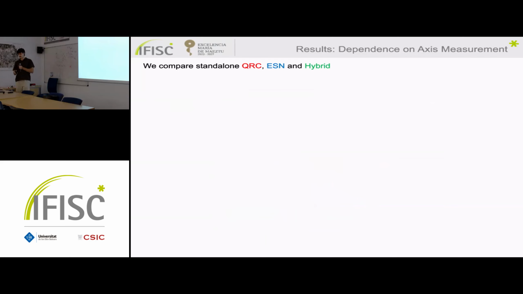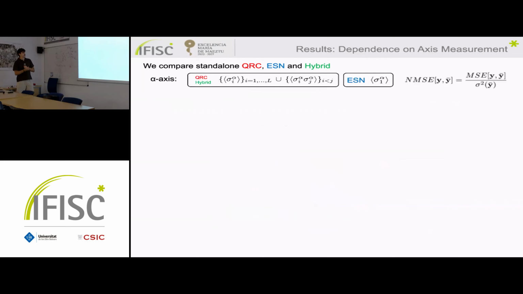So to achieve this, we compare the quantum reservoir computing standalone, the standalone echo state network, and the hybrid setup to see the performance of the architecture that we propose. The components that have a quantum part consider the set of observables that we mentioned before, and the classical echo state network, when we restrict to only alpha measurements, will be this alpha projection of the input.